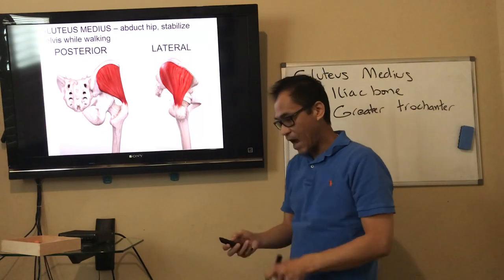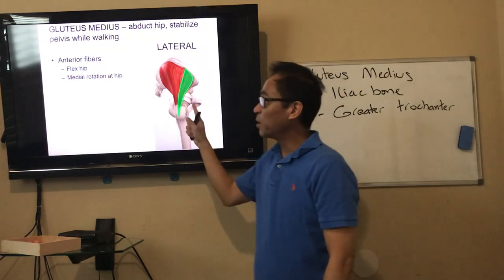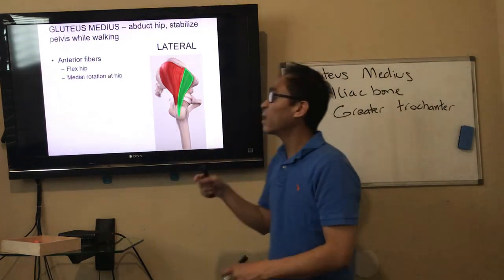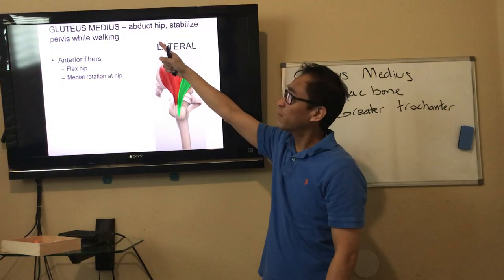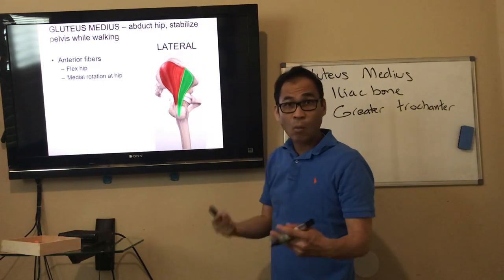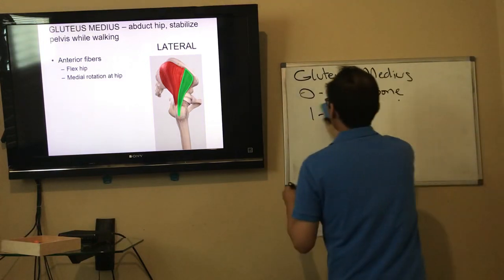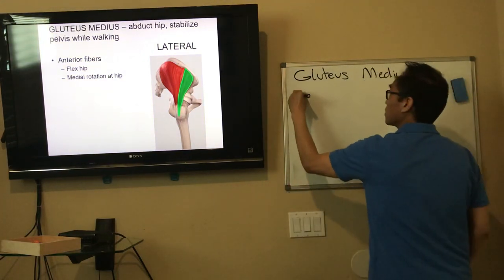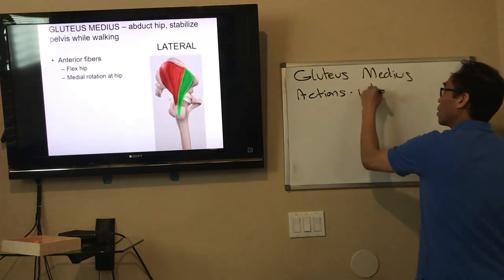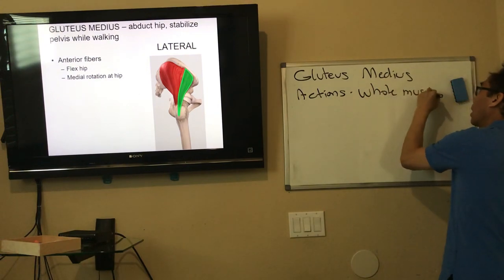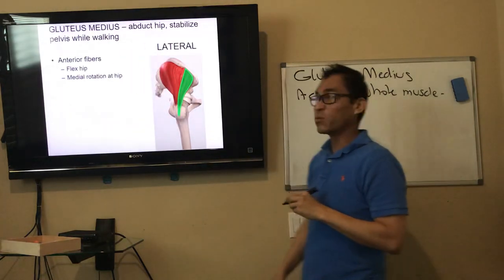And because of that, the actions of this muscle, because it has anterior fibers, well, first of all, let's say, if the whole muscle contracts, basically it can abduct hip and stabilize the pelvis while walking. So let me write that down. On the actions, if the whole muscle contracts, you have abduct hip, stabilized pelvis while walking.